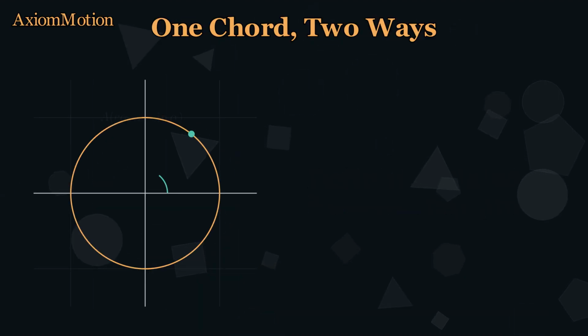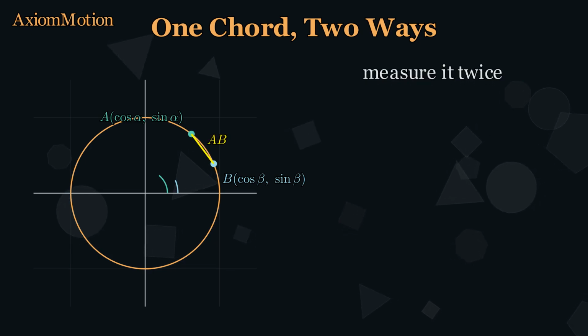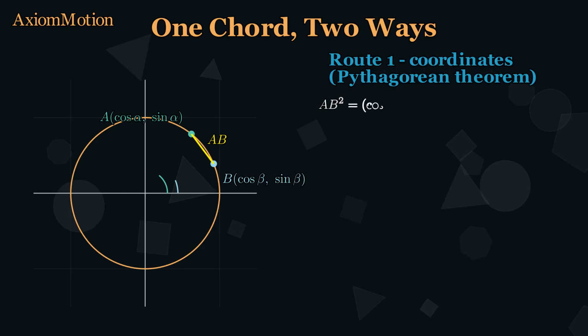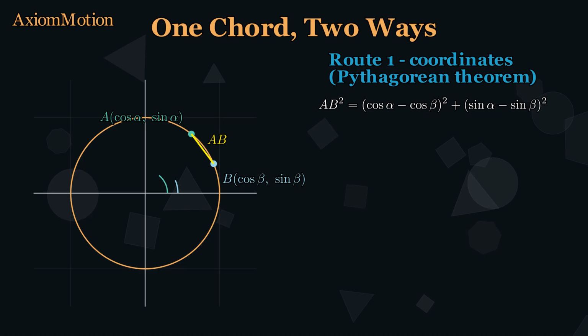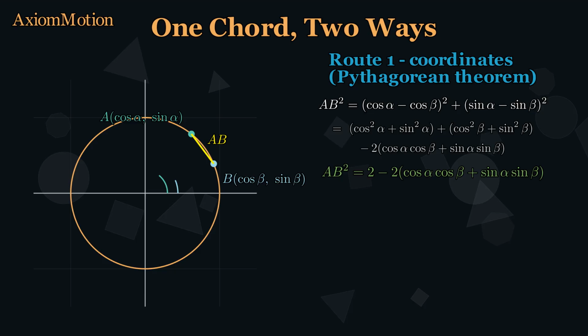Place 2 points on the unit circle, A at angle alpha, B at angle beta. By our definition, their coordinates are cosine alpha, sine alpha, and cosine beta, sine beta. Now measure the chord between them, twice. First, with coordinates. The distance formula, which is just the Pythagorean theorem, gives AB squared as the sum of the squared differences. Expand it. The squares of sine and cosine collapse to 1, twice, and we are left with 2 minus 2 times cosine alpha cosine beta plus sine alpha sine beta.